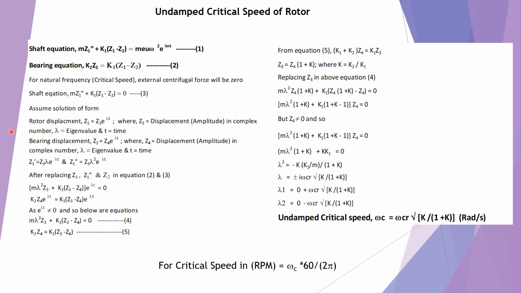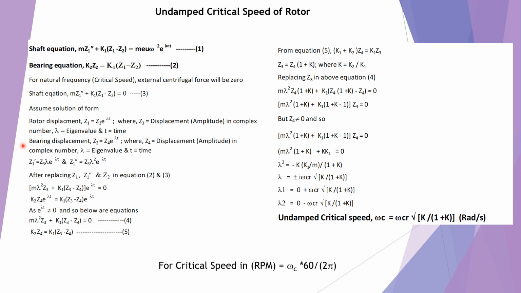Assume the solution of the form of rotor displacement. We can write z1 is equal to z3 into e to the power lambda t, where z3 is the displacement in complex number, lambda is the eigenvalue and t is the time.